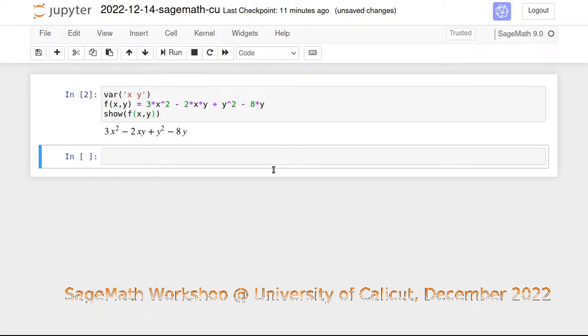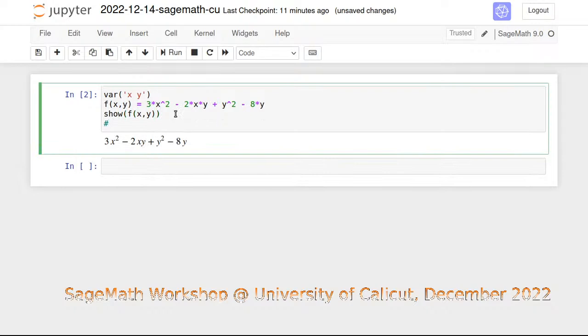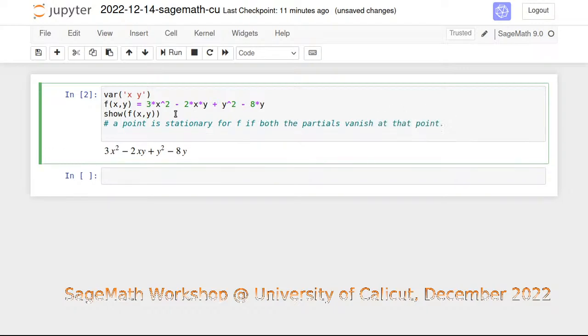So remember that for stationary points of a multivariable function, all the partial derivatives must vanish at that particular point. Then only we say that a point x naught, y naught is a stationary point. That's the definition we are going to use: if both the partials vanish at that point. So essentially we have to solve fx equal to 0 and fy equal to 0, but the important thing is we need to solve them simultaneously, right?